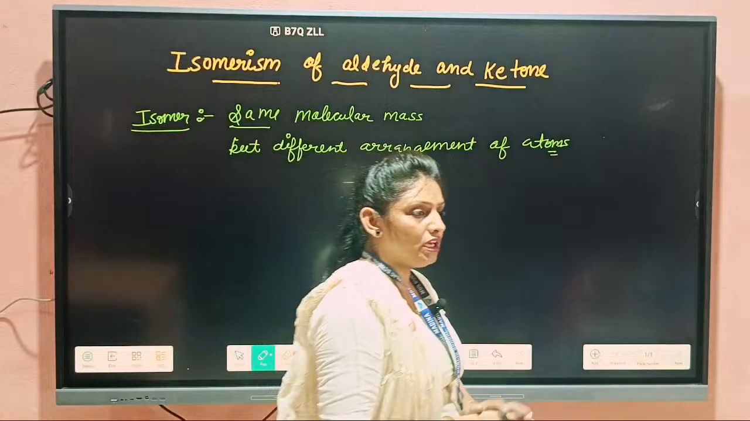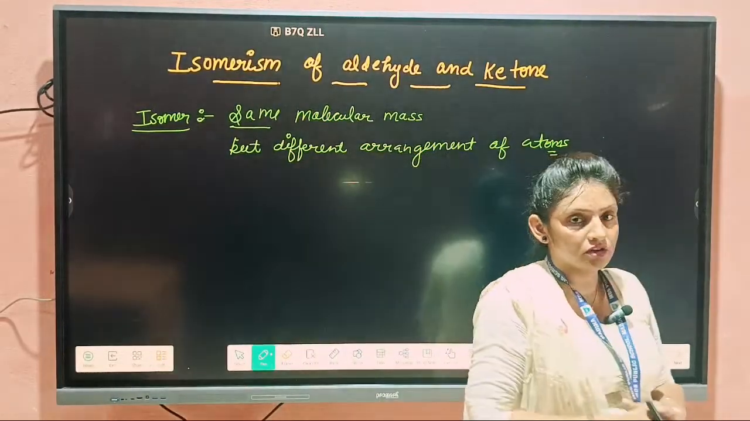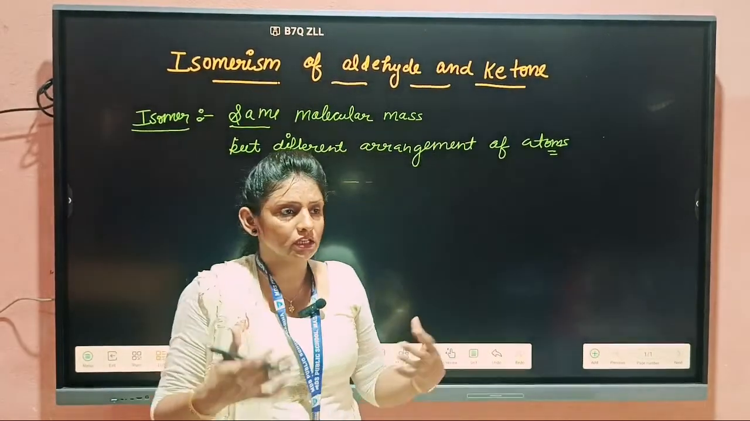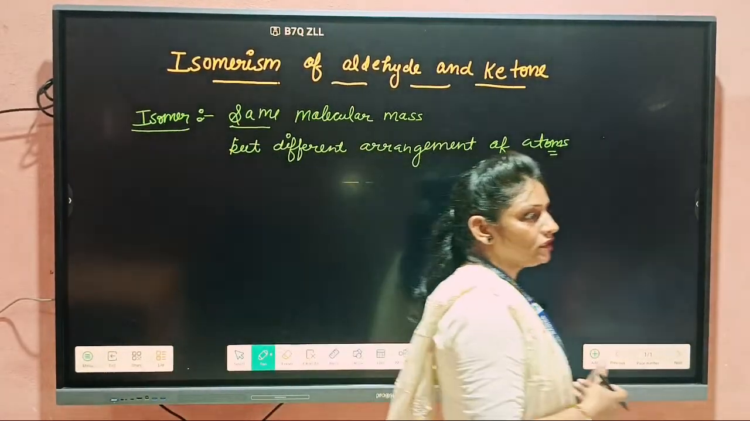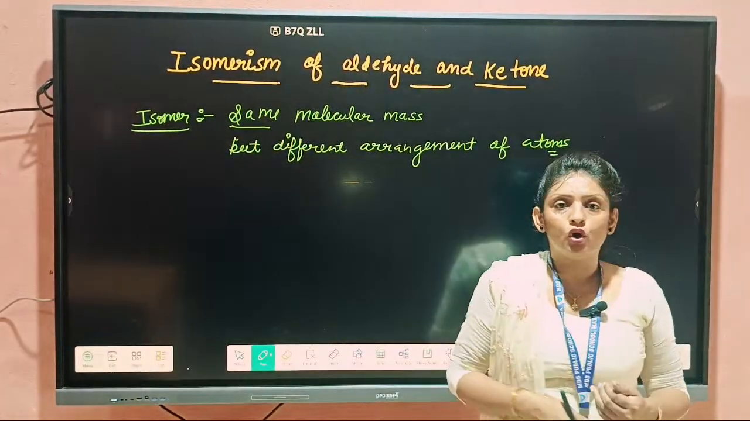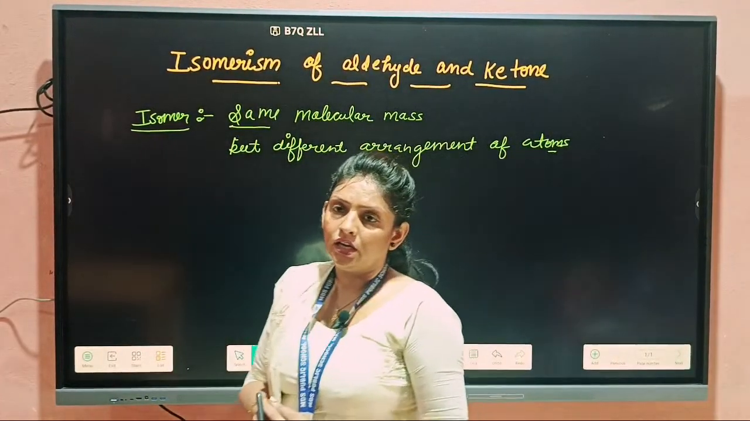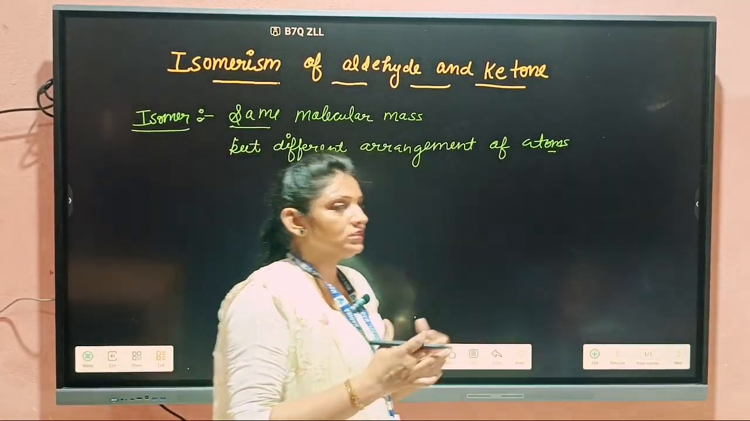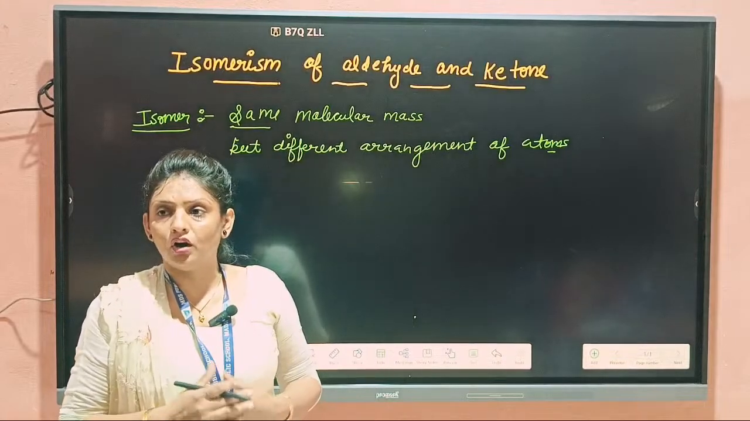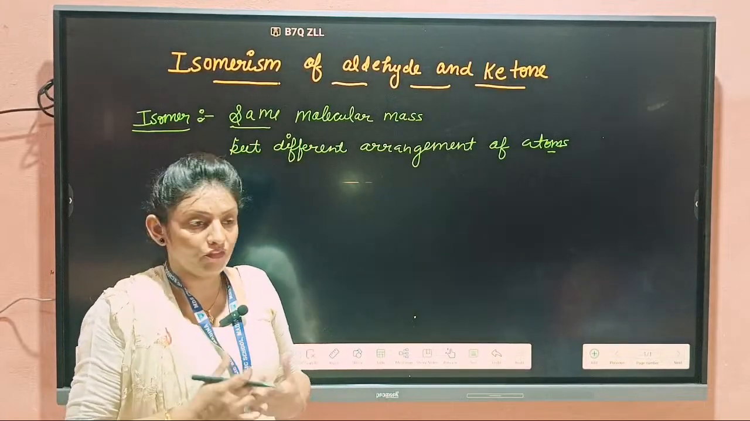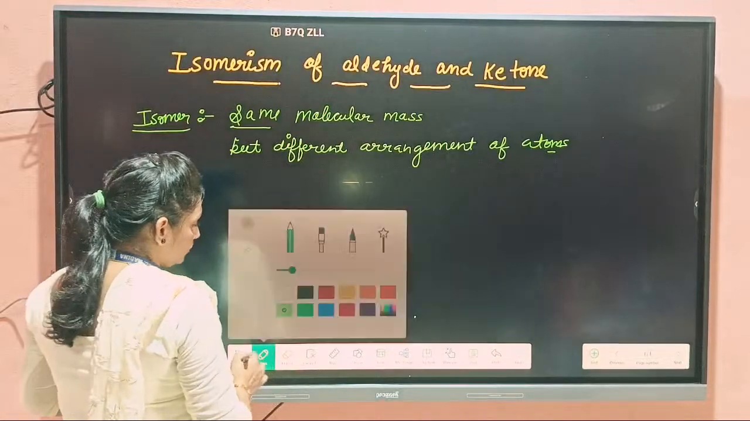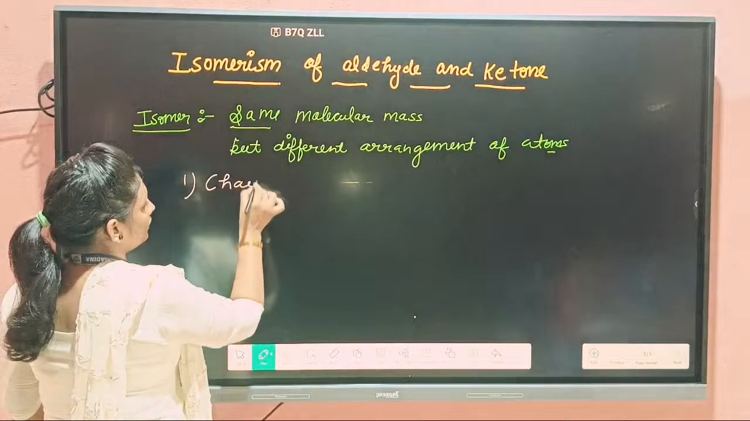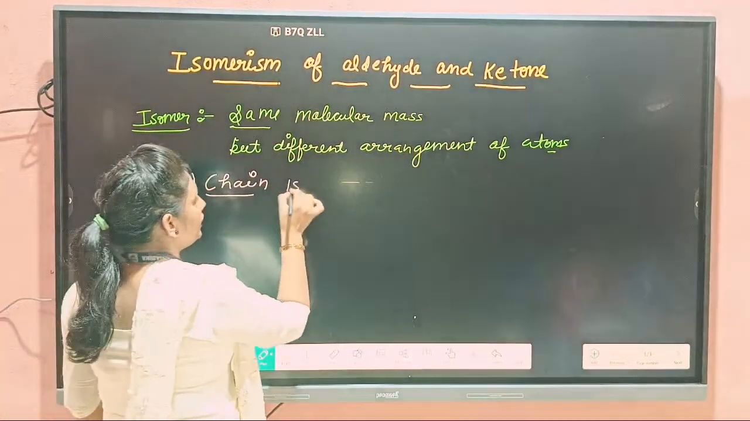Students, there are mainly two types of isomers: structural isomer and stereoisomer. We can further divide stereoisomer into optical isomers, enantiomers, cis and trans. So today we will discuss the isomers of aldehyde and ketone. First one is the chain isomer.